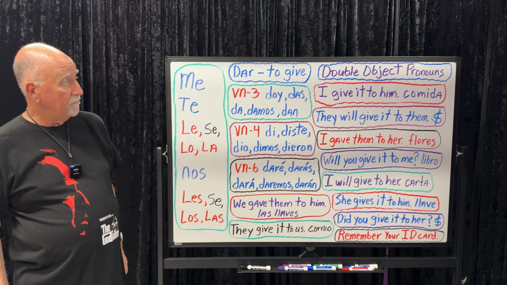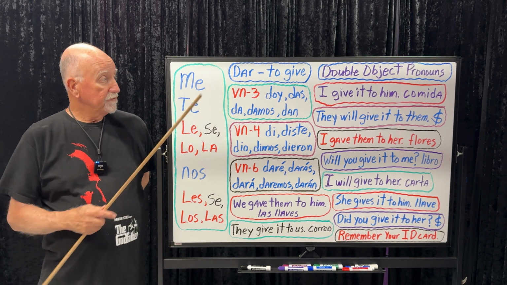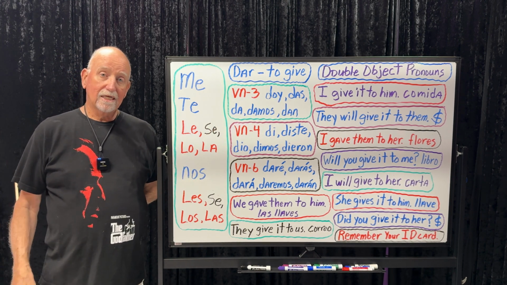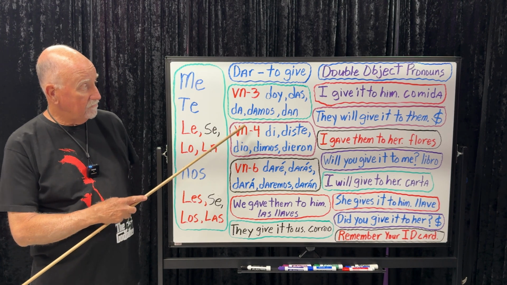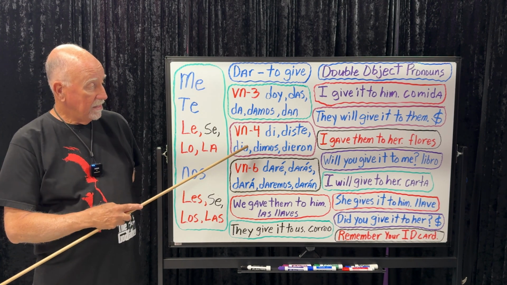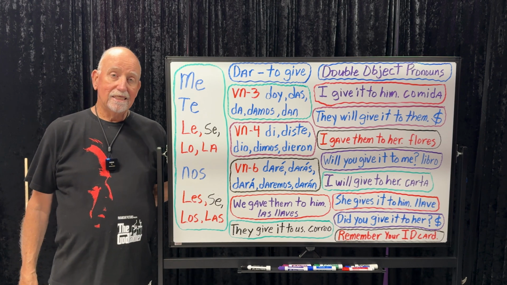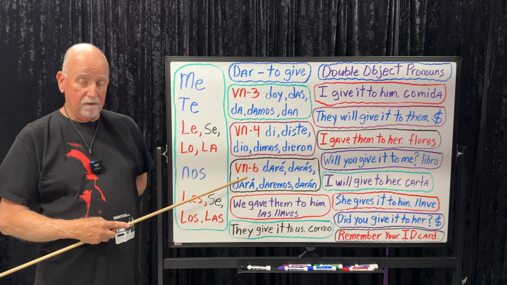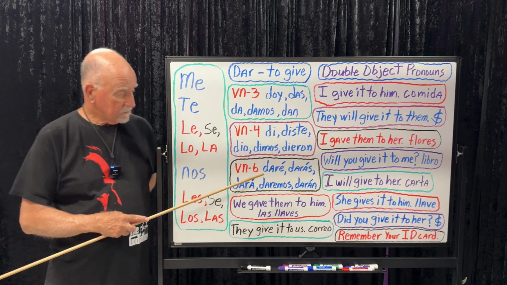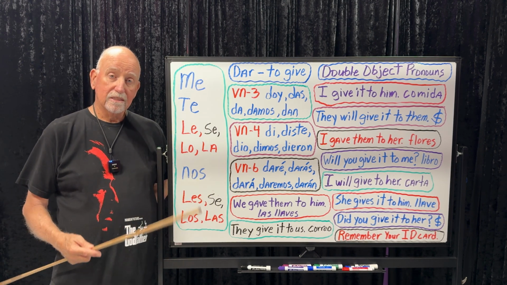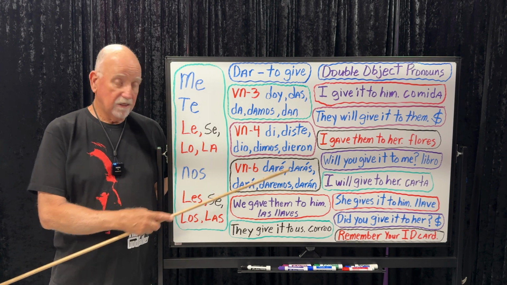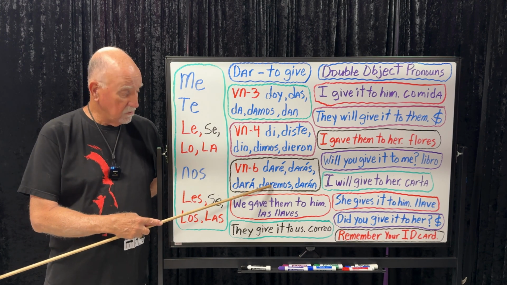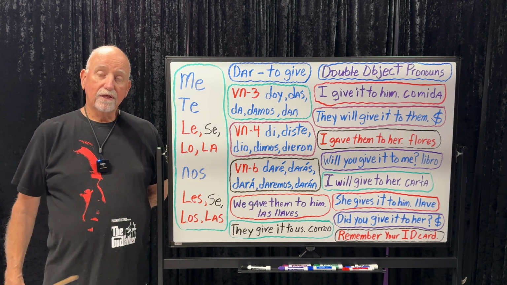All right, so what we have here, we're going to work with the verb dar, to give. The present tense of dar: doy, das, da, damos, dan. Preterite of the verb to give, like I gave, you gave, he gave, we gave, they gave: di, diste, dio, dimos, dieron. No accent marks. The future tense of the verb dar, take the infinitive and add the future endings. Daré, I will give. Darás, you will give. Dará, he or she or it, usted, you will give. Daremos, we will give. Darán, they will give.